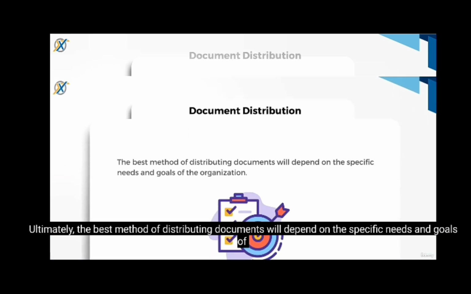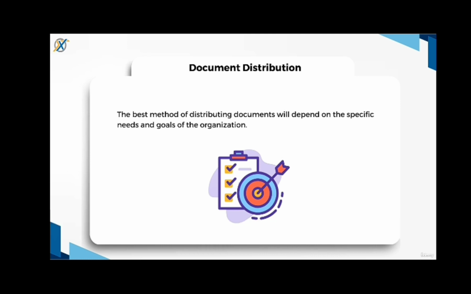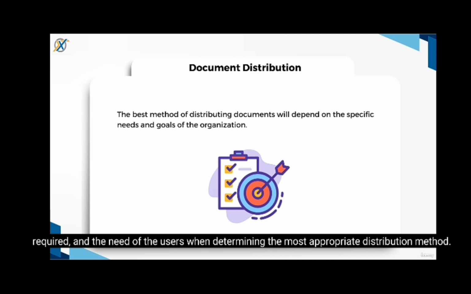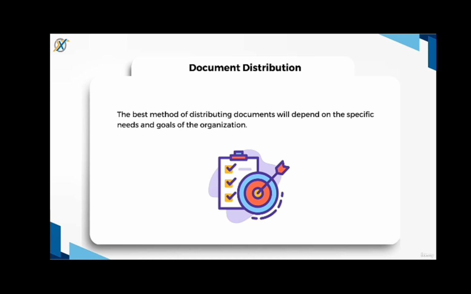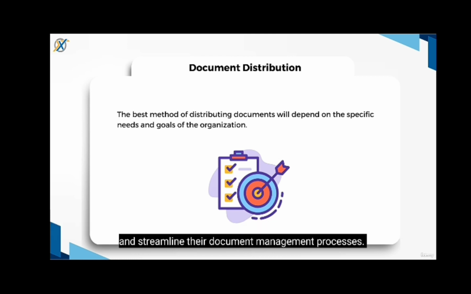Ultimately, the best method of distributing documents will depend on the specific needs and goals of the organization. It is important to consider factors such as the number of documents being managed, the level of security required, and the needs of the users when determining the most appropriate distribution method. By carefully planning and implementing a document management system, organizations can improve efficiency and streamline their document management processes.